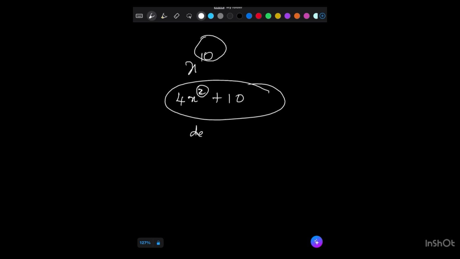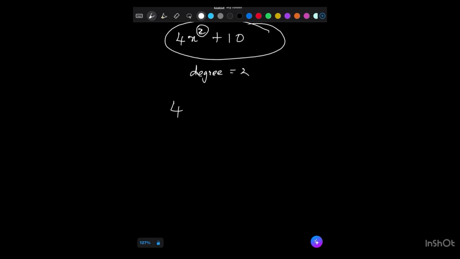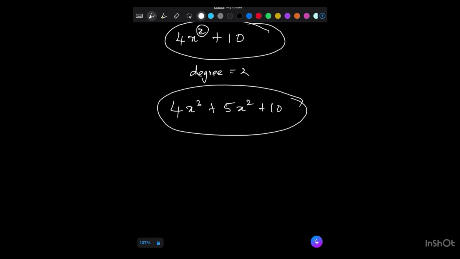So degree will be 2. For example, there exists 4x cubed plus 5x squared plus 10. What is the degree here? Degree is equal to 3. Why? There exists 2, there exists 3. Which one is bigger? I hope you wouldn't have doubt about which one is greater. It is a very basic one. 3 is greater than 2. So here the degree is 3.